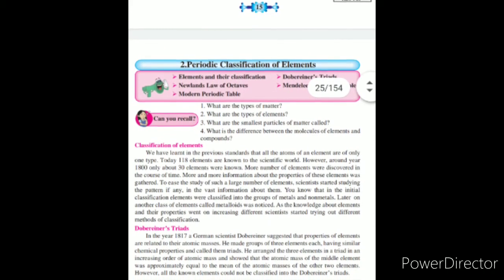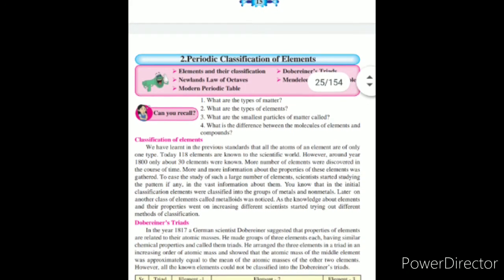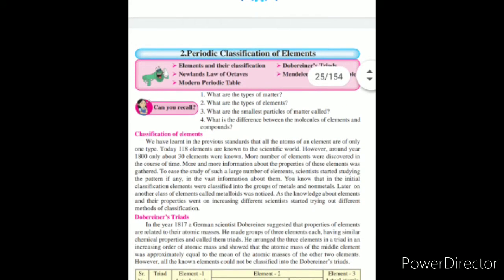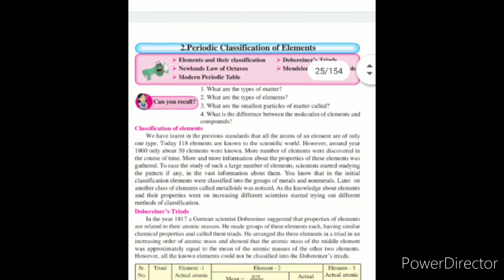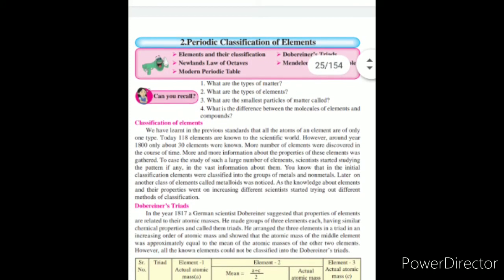Initially, elements were classified into two groups, metals and non-metals. Later on, another class of elements called metalloids was noticed. Different scientists started trying different methods of classification.